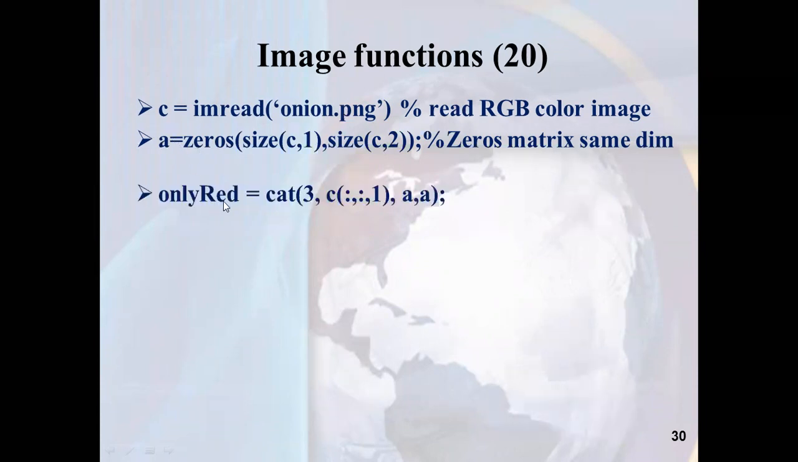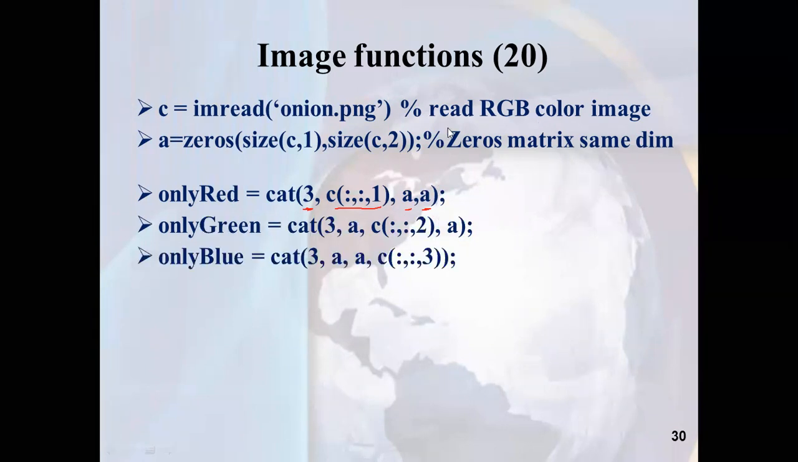Only red, we concatenate 3. This is a 3 because we concatenate 3 matrices. We take only the red channel, and the other channels are zeros. The green and the blue channels are zeros. For green and for blue also, we do the same thing.